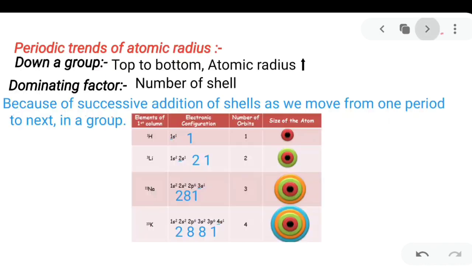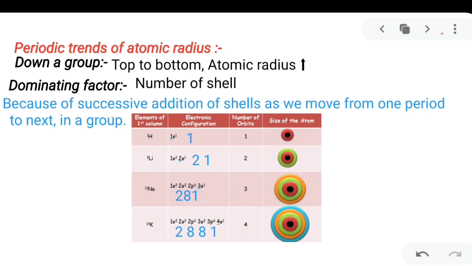Now, let us discuss the periodic trends of atomic radius. As we know, the atomic radius is a periodic property. It definitely follows a regular trend of increasing or decreasing. Now, let us discuss how it increases or decreases along a period and how it increases or decreases along a group. Now, let us discuss down a group.